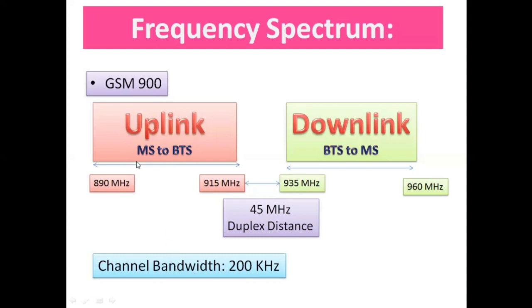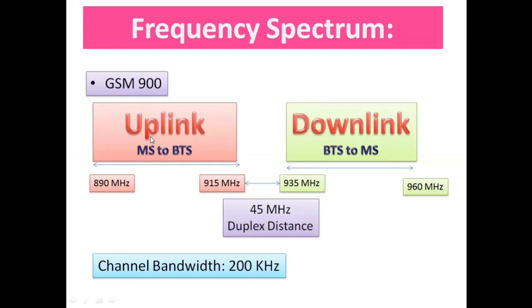Since we need to serve more users, within this frequency band a number of radio channels are generated, which are separated by 200 kilohertz. Suppose one frequency used is 890 megahertz, then the next carrier is at 890.2, then 890.4. Similarly, in the downlink, the band is divided into a number of carriers separated by 200 kilohertz. Within each carrier, there are 8 time slots, used for the control channel as well as user information.